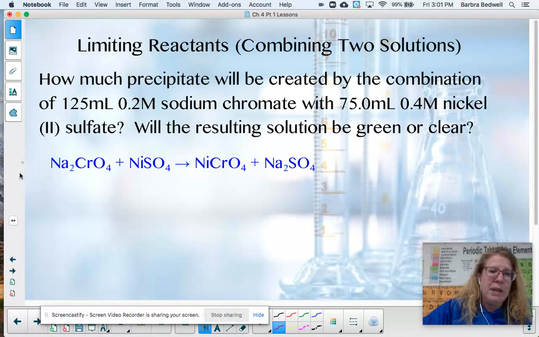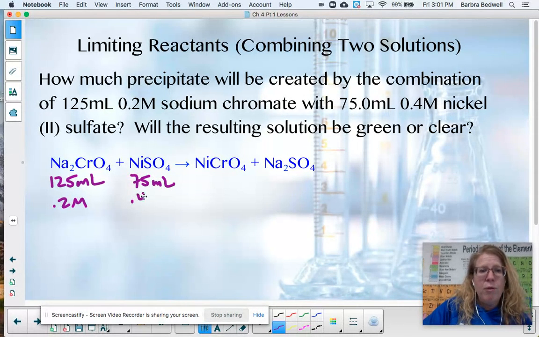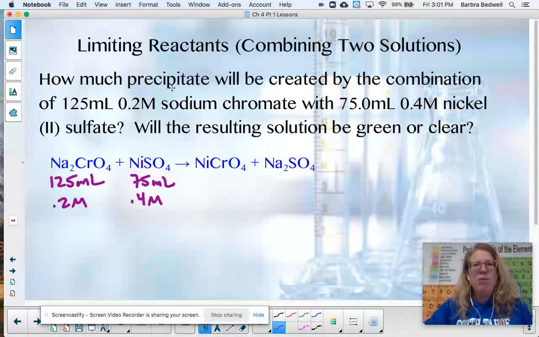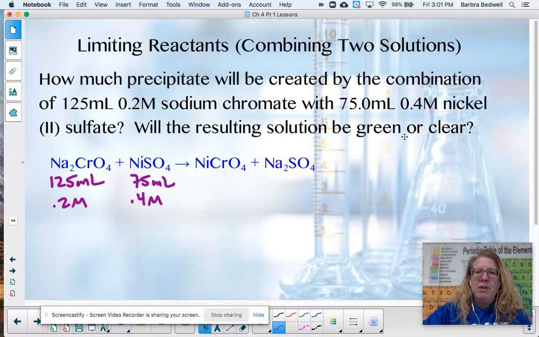I always start by labeling my equation. I've got 125 mL of 0.2 molar sodium chromate, and I have 75 mL of 0.4 molar nickel(II) sulfate. Okay, how much precipitate will form? And then you can see the second question, will the resulting solution be green or clear? By the way, this is the piece of information that you need.